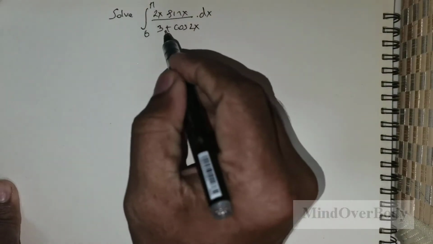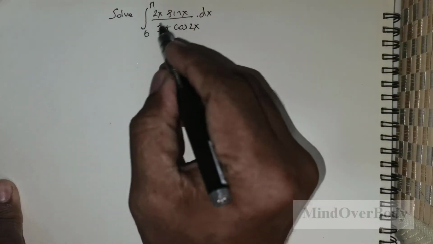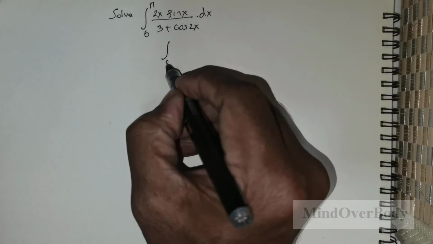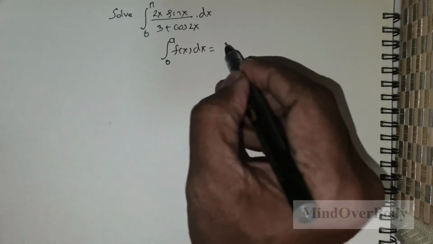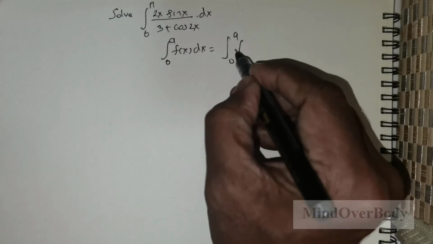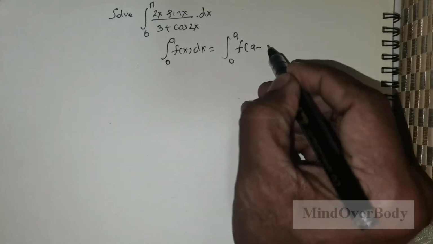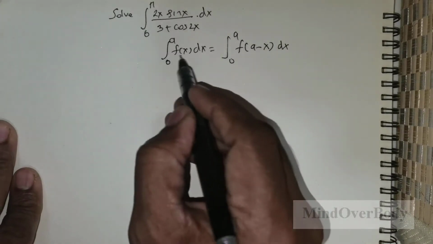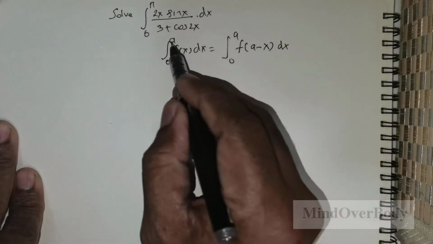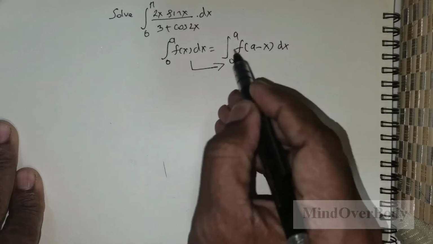Students, we are given this question. We are expected to solve this. To solve this question, I would be using this formula: integral 0 to a of f(x) dx is equal to integral 0 to a of f(a minus x) dx. So this function is actually rewritten as this function.